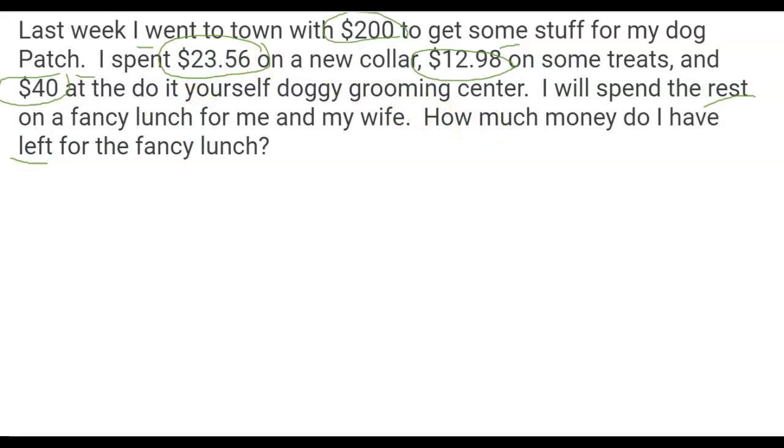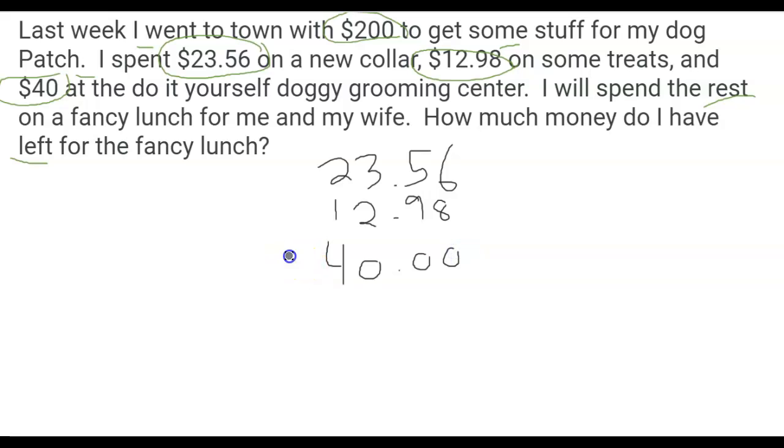So I could subtract, but another way I could do this is what if I just added up all the things I spent money on, right? If I added $40 doggy grooming center and the collar and the treats, if I add that all together and then I subtract it from the $200, that might be a little simpler. So I'm going to do that. And I can actually just do this all in once. $23.56 plus $12.98 plus $40.00, right? So this is all the money I spent. So if I add it all up, I'll know how much I spent all together.